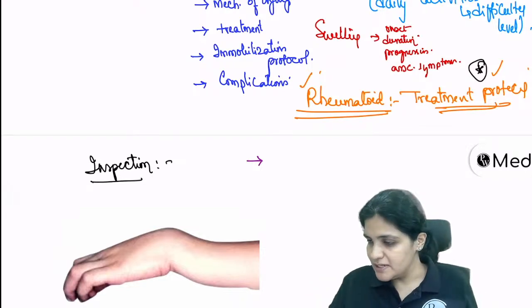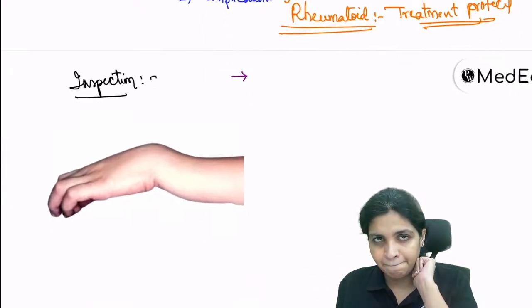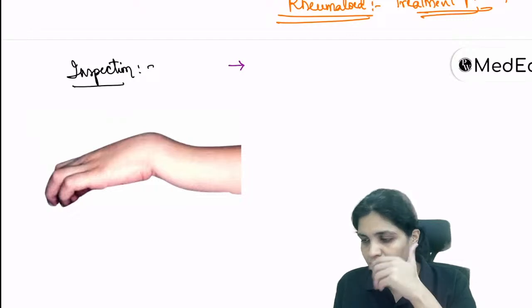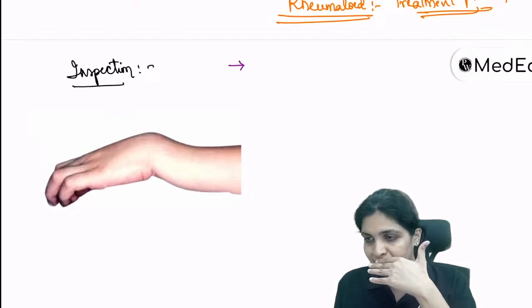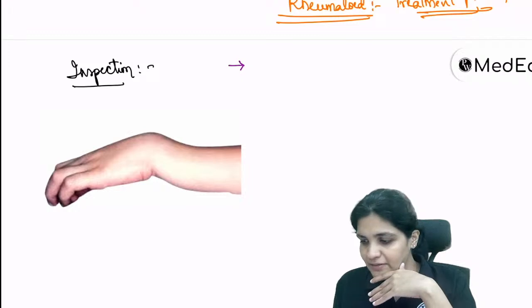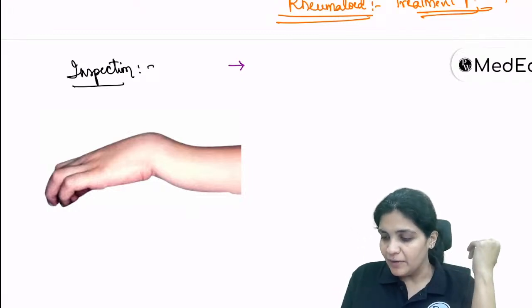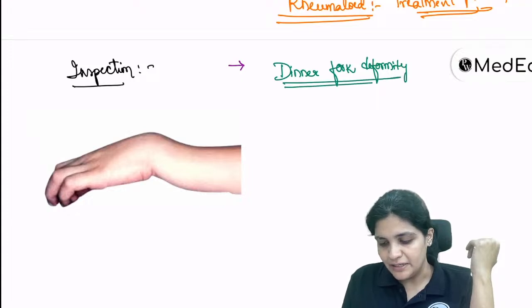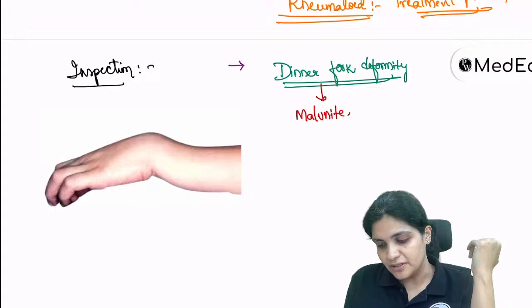So what is this deformity you're seeing on the screen? It is a very, very important and very famous deformity, a favorite of all the MBBS students. It is called the dinner fork deformity. This is a typical case of the malunited Colles fracture.